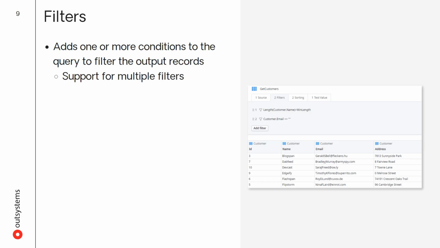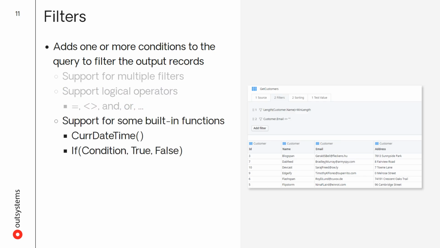Multiple filters may be added, and the records returned are only the ones that evaluate to true for all filters. Each filter usually has some sort of logical operator, such as equal to, not equal to, and so on. We may also wish to use some of the built-in functions to manipulate dates or other values. This may be useful to get records whose date is in the future, for instance.